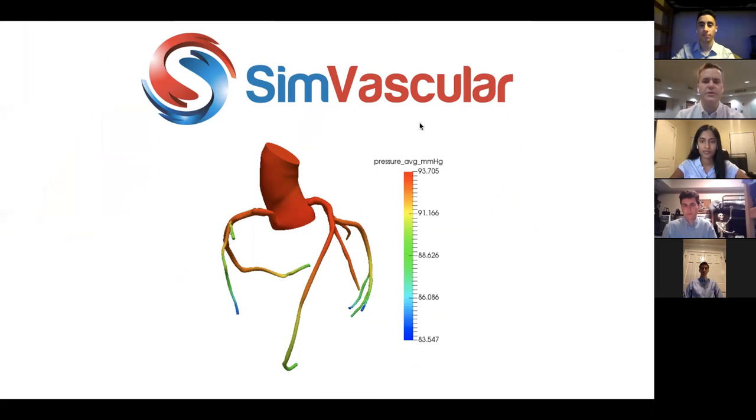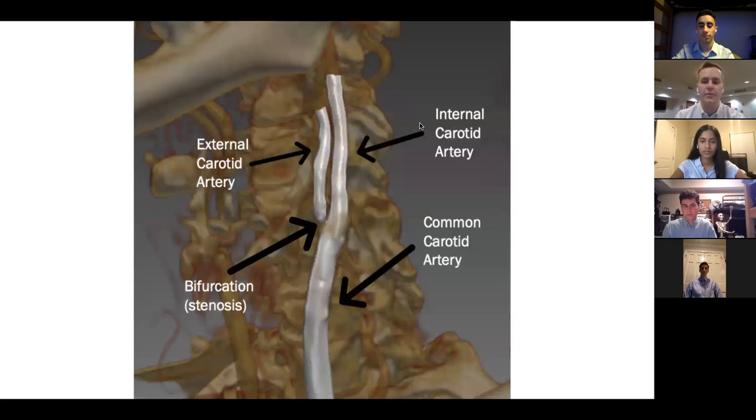Here is an image showing the completed model of the carotid artery bifurcation in SimVascular. So here it shows the common carotid artery coming up from the heart. And then the bifurcation is where it splits into two different arteries, the internal carotid artery and the external carotid artery. The stenosis occurs on the bifurcation on the external carotid artery side, as shown in the image.